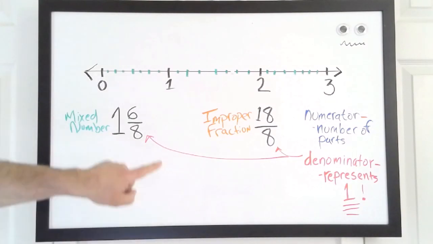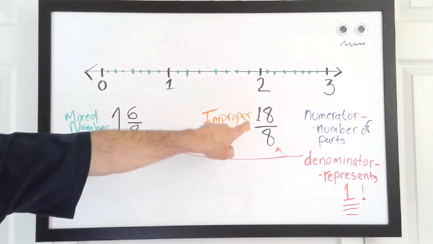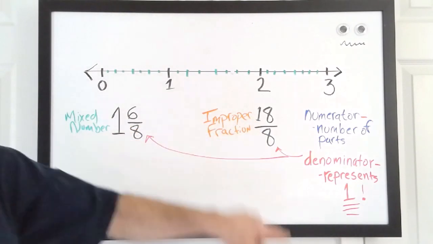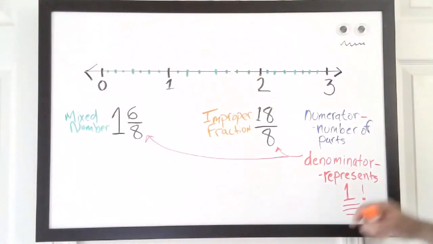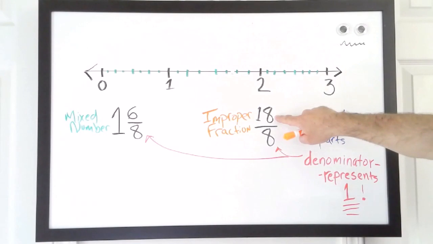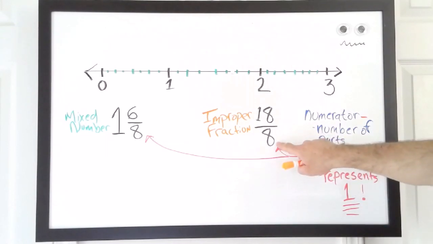And then we have improper fractions. Why are they improper? Because the numerator is bigger than the denominator, and let's go over what that means. So, a numerator is the number of parts. That goes on top. And the denominator represents 1. That's your bottom number. So 8 parts represents 1 whole for this fraction.